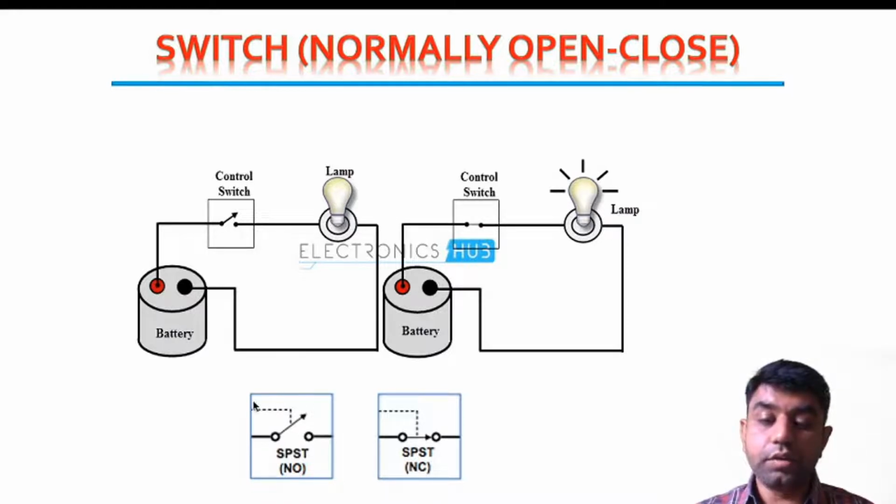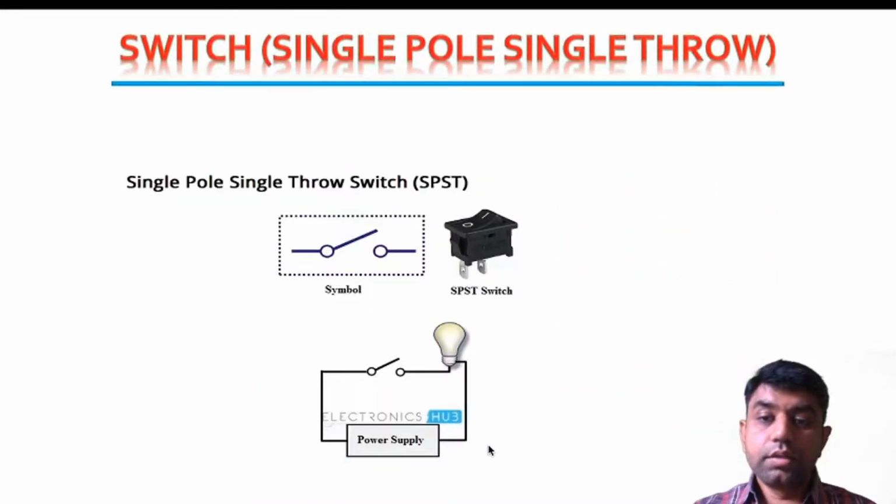If we need to understand the symbolic representation, the normally open switch has been represented like this, and normally closed is symbolically represented as this diagram. Then we can have a single pole, single throw switch, right? Basically, the switch appears like this. We all have used this kind of switch. This switch is called a single pole, single throw switch.